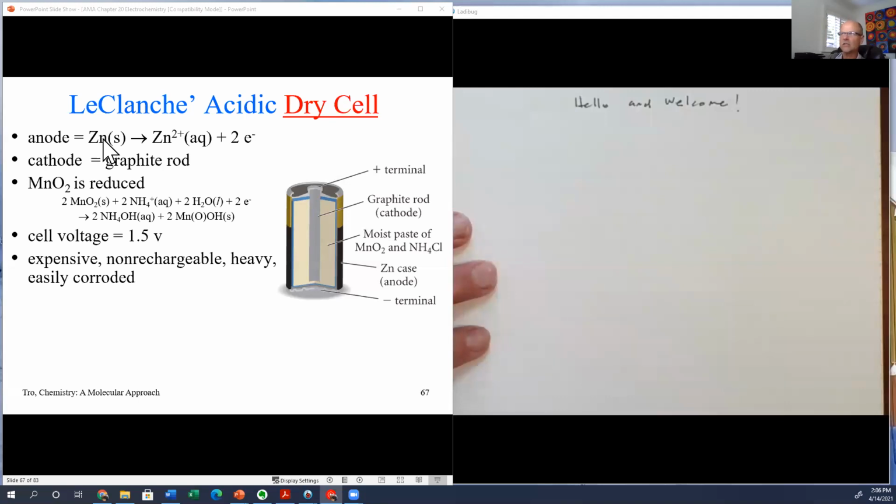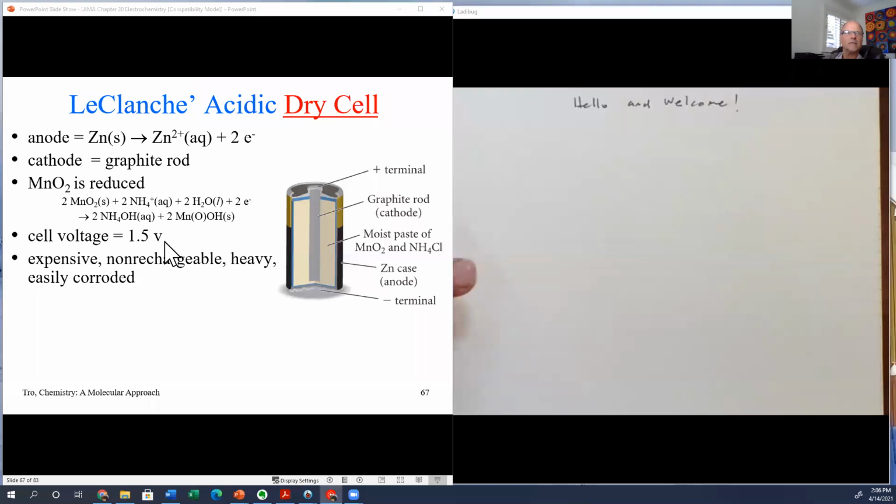The anode, or the oxidation, is zinc oxidizing to zinc 2+. The cathode is a graphite rod, but the graphite rod is just the medium for electrons to transfer through. The actual reaction is the reduction of manganese 4 oxide, which reacts with the ammonium ion to form ammonium hydroxide. If you add up the voltages of these half reactions, you get 1.5 volts. So the most you can get out of this battery is 1.5 volts.